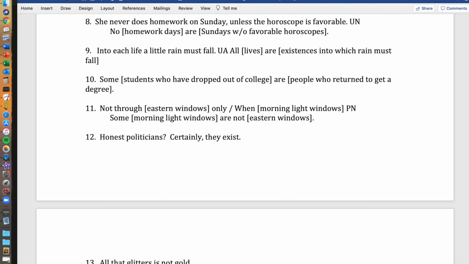In other words, some of the windows through which you get light in the morning are other than eastern windows, because when the sun comes up, there are windows that face the east, and the light comes in those windows, but it also comes in all the other windows facing north, south, and west as well, right? And so that's why it's correct to say some morning light windows are not eastern windows, particular negative in standard logical form.